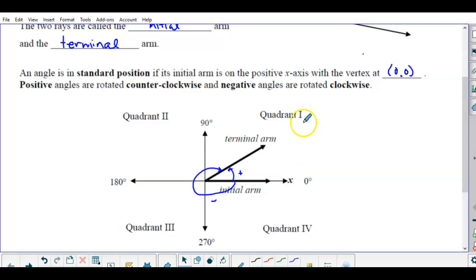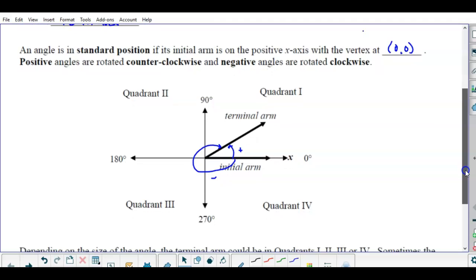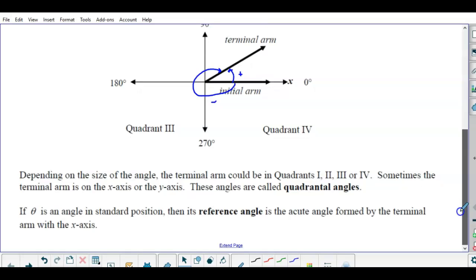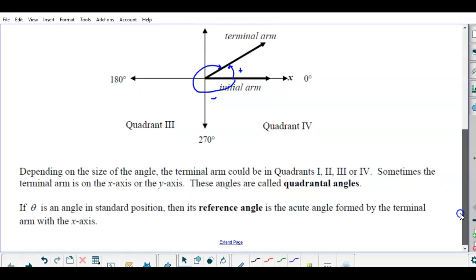Things to remember: quadrant 1 is where both x and y are positive. Then it goes counterclockwise: quadrant 2, quadrant 3, quadrant 4. So it's divided into 4 quadrants, and the first one is where everything's positive. Depending on the size of the angle, the terminal arm could be in quadrants 1, 2, 3, or 4. Sometimes the terminal arm is on the x-axis or the y-axis. These angles are called quadrantal angles. So if it was 90 degrees, for example.